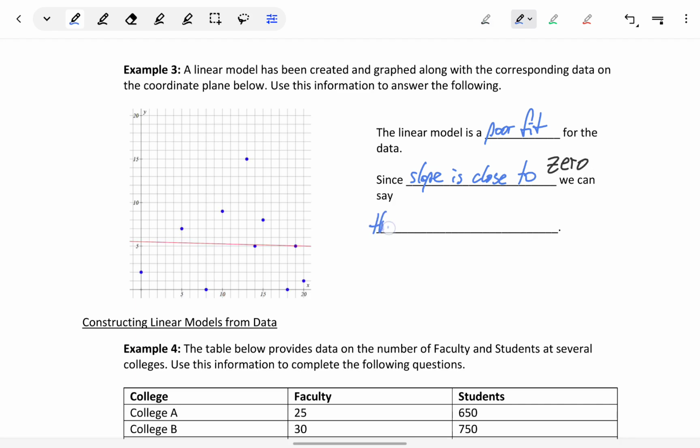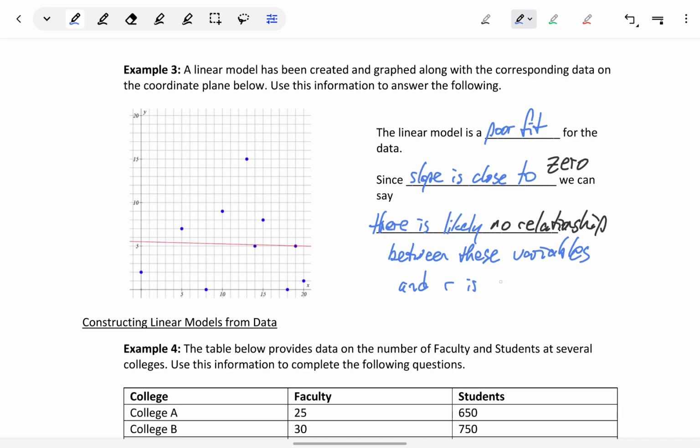That tells us there is likely no relationship between these variables. And our value for r is likely close to 0.